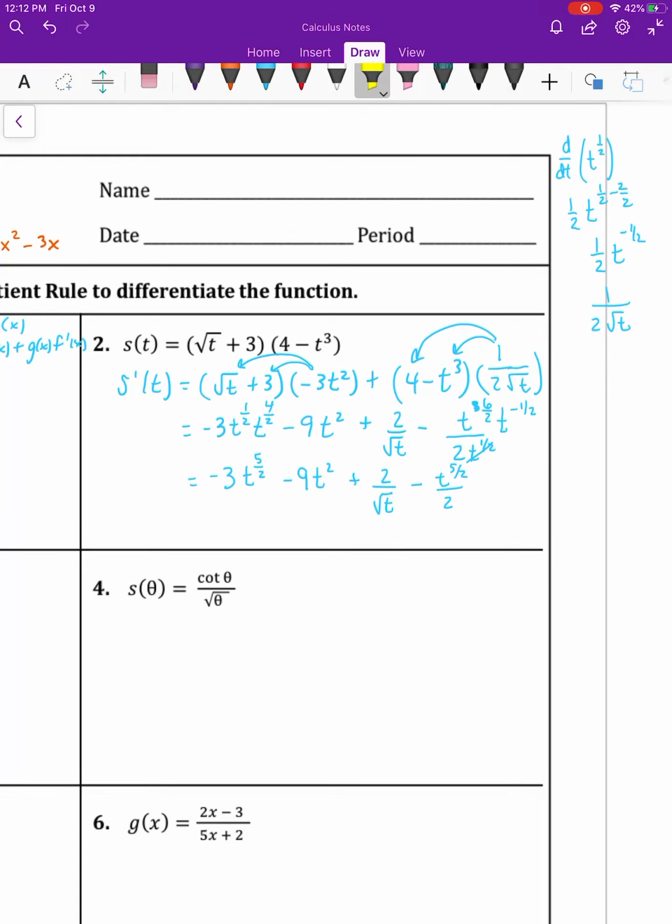Now, I do notice that I've got a -3 t to the 5/2 and I've got a -1/2 t to the 5/2. Those are like terms. So I would have to combine those. And so this would be considered -6/2 and a -1/2. So that's going to give me a -7/2 times t to the 5/2 minus 9t squared plus 2 over the square root of t. And that would be your answer.